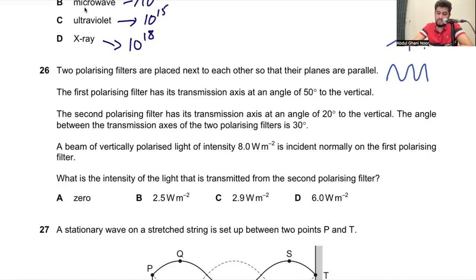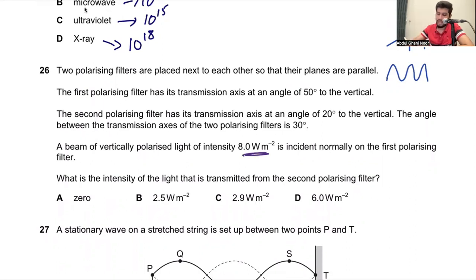The second polarizing filter has its transmission axis at an angle of 20 degrees to the vertical. The angle between the transmission axis of the two polarizing filters is 30 degrees. A beam of vertically polarized light of intensity 8 watts per meter squared is incident normally on the first polarizing filter. What is the intensity of light that is transmitted from the second polarizing filter? So the light incident on the first polarizing filter has an intensity of 8 watts per meter squared, as shown here.